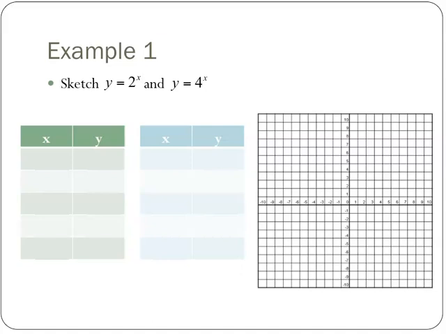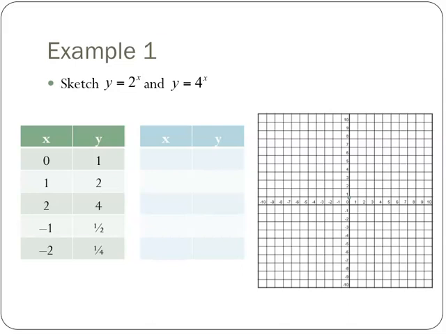So let's start with y equals 2 to the x. When you plug 0 in, 2 to the 0 is equal to 1. When you plug 1 in, 2 to the first is equal to 2. Plug 2 in, 2 squared is equal to 4. Let's plug in some negative numbers. 2 to the negative first is 1 over 2 to the first, which is 1/2. And then plug negative 2 in, you have 1 over 2 squared, and that would be 1/4.